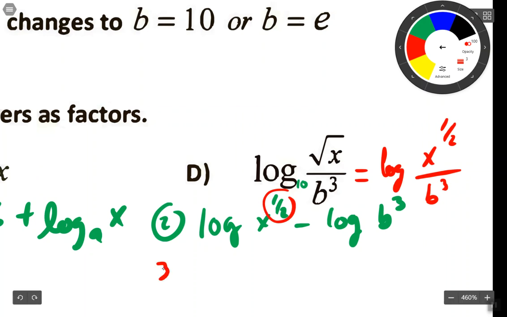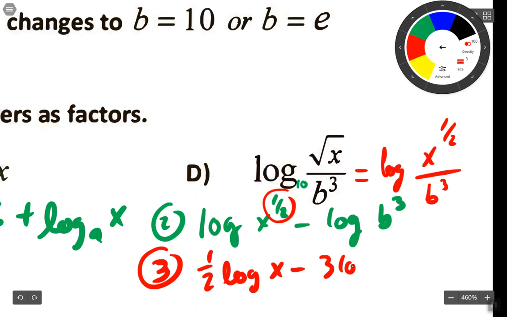Can I do property 3 now? No, in the red, property 2 is the division. The red is what I'm about to do, property 3. Can I take that power and make it a coefficient? And they're both base 10.